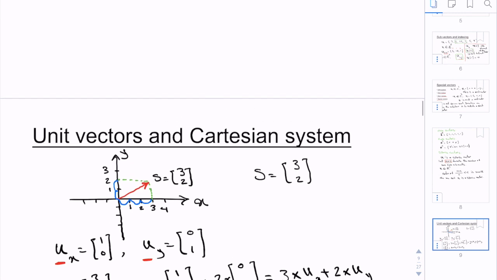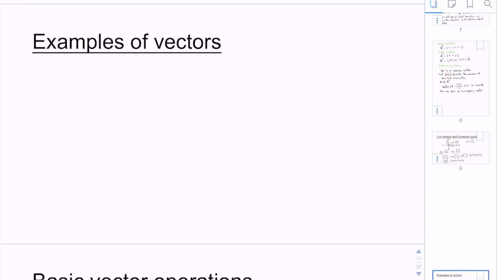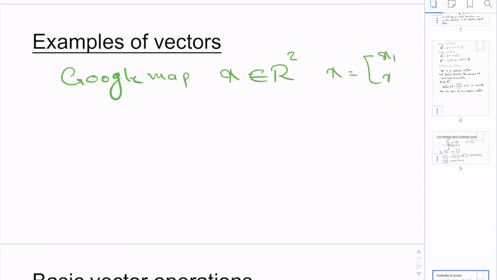So these are unit vectors in Cartesian coordinates, and there are millions of examples of vectors. I think it's not necessary here to go through all of them, but I will start by giving you some simple examples, like Google Map. In Google Map, we use vectors of 2 dimensions, belonging to R2. So these are the coordinates x1 and x2, right?